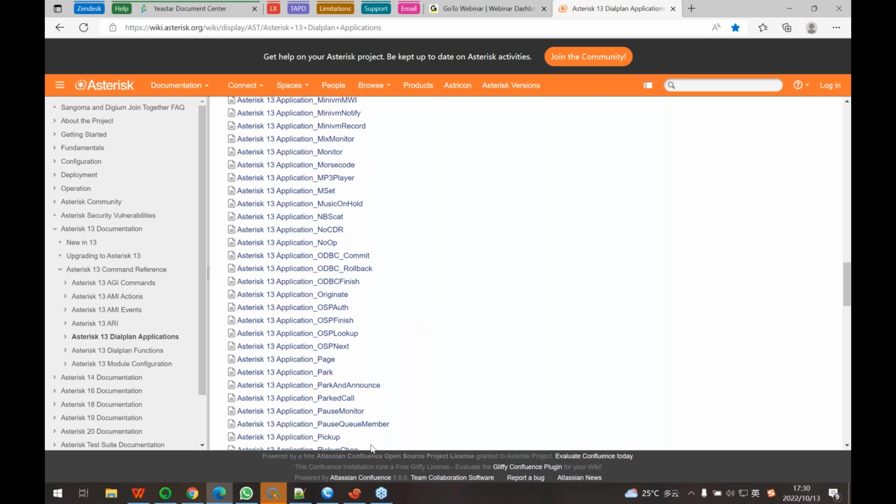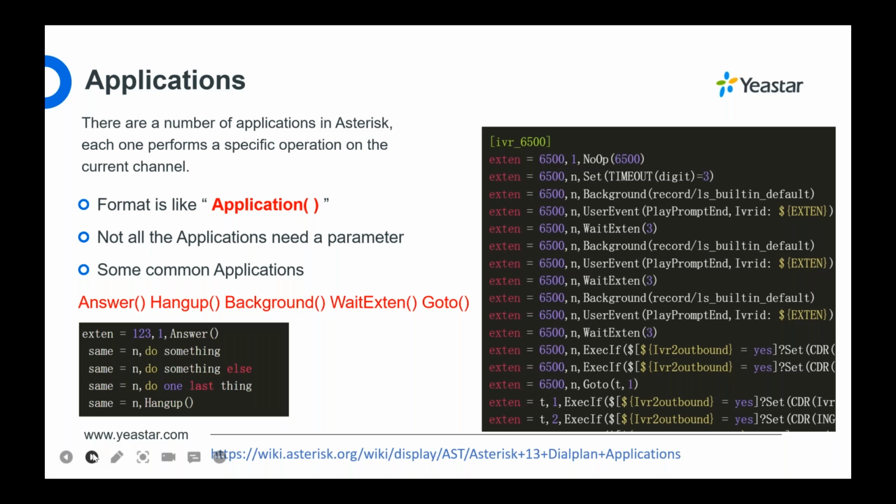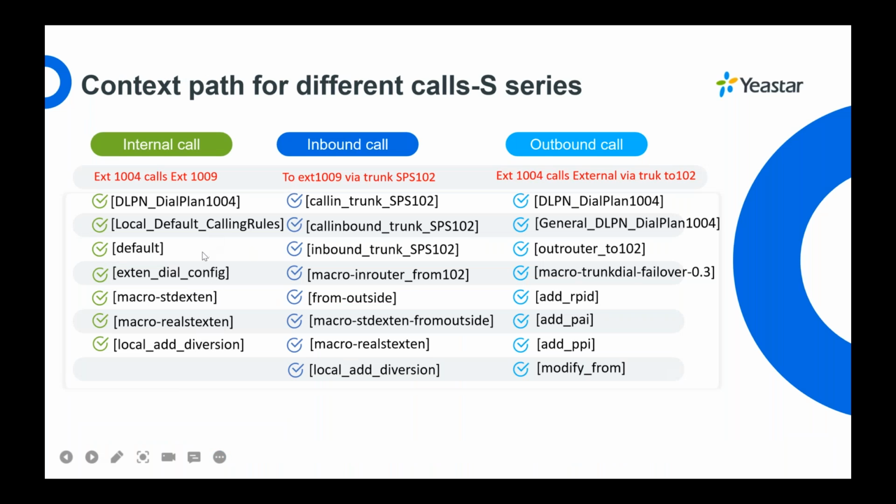Okay, let's go back to this PowerPoint. Next is about the context path for different calls in S series and P series. This is how the call goes through the PBX, through the Dialplan, right? There are different contexts over here, but for internal call, inbound call, outbound call, the PBX will go through different contexts.